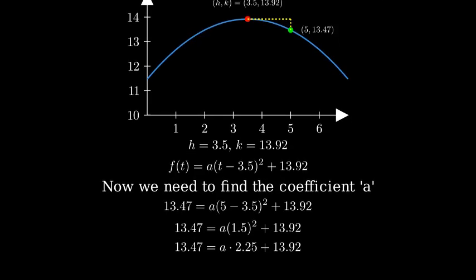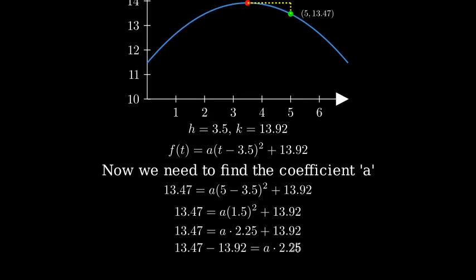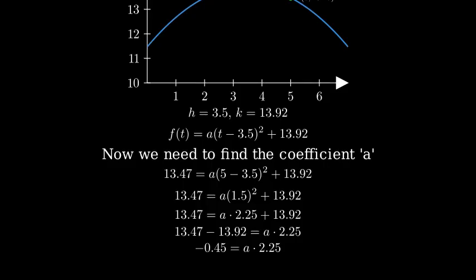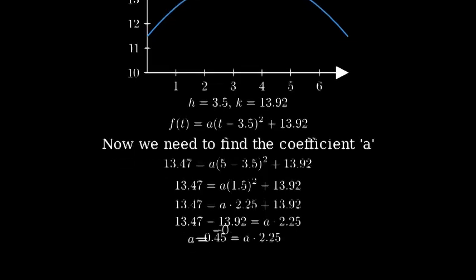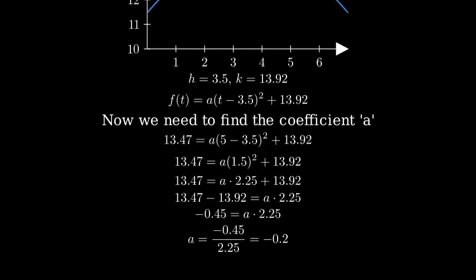Now let's solve for a. Subtracting 13.92 from both sides, 13.47 minus 13.92 equals a times 2.25. Calculating 13.47 minus 13.92 gives us negative 0.45. Dividing both sides by 2.25, a equals negative 0.45 divided by 2.25, which equals negative 0.2. Great. Now we have the value of a, which is negative 0.2.